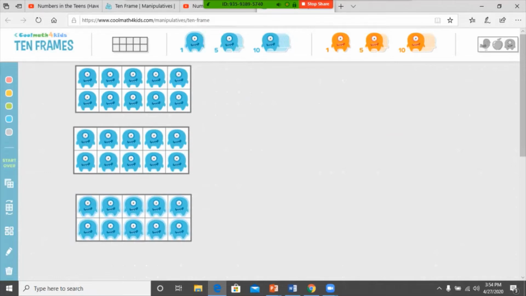Now I'm going to drag down 5. So I'm at 35, 36, 37. Do you see how I'm lining them up to look like a 10 frame picture?